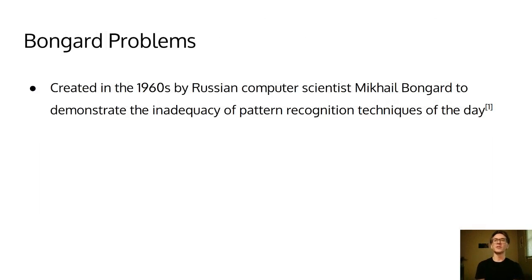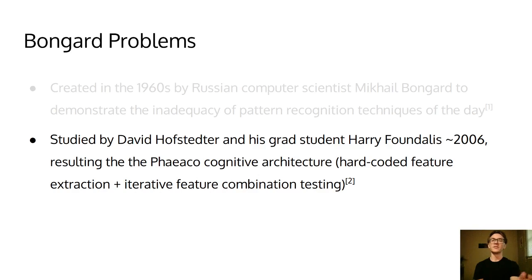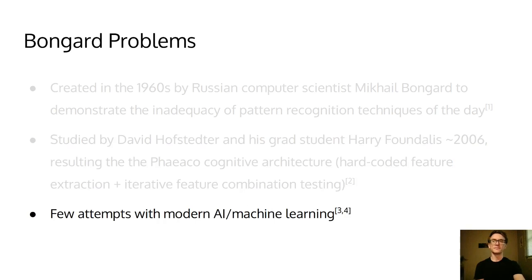To provide a little bit of context, Bongard problems were created in the 1960s by Mikhail Bongard to demonstrate that the pattern recognition techniques of the day are kind of terrible. They were later studied by David Hofstadter and his grad student Harry Foundalis around 2006, and this resulted in the Phaeaco cognitive architecture. Since then, there have been very few attempts with modern AI and machine learning.